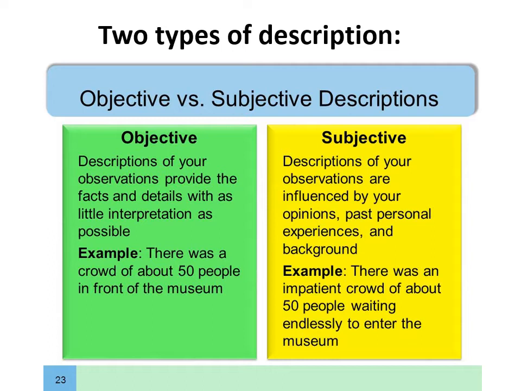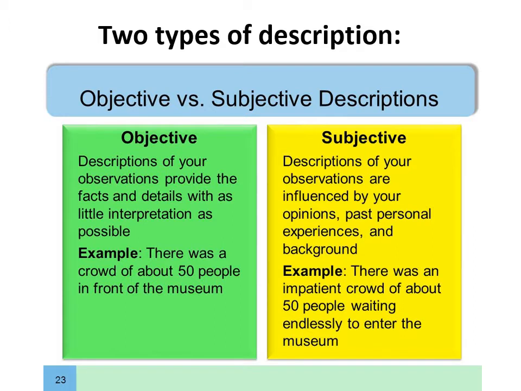For subjective, descriptions of your observations are influenced by your opinions, past personal experiences, and background. Example, there was an impatient crowd of about 50 people waiting endlessly to enter the museum. What makes this subjective? The word impatient. Because when you say impatient, how did you know that those people are impatient? What makes you think that those people are impatient? It is based on your interpretation. Probably you saw that they are already frowning and they are making gestures which signal being impatient. So it depends on your interpretation.